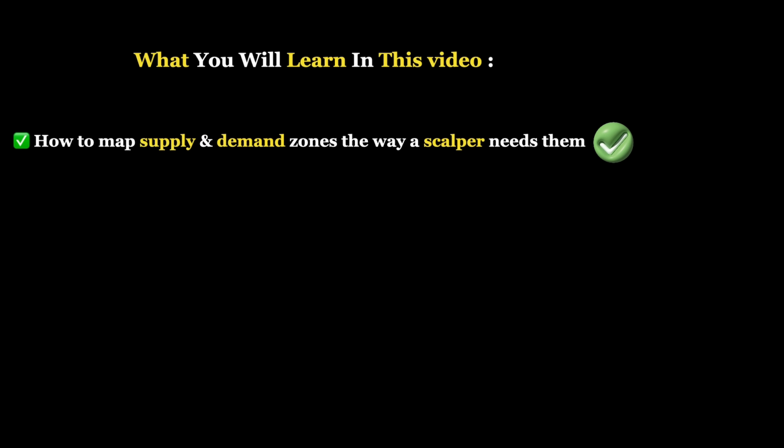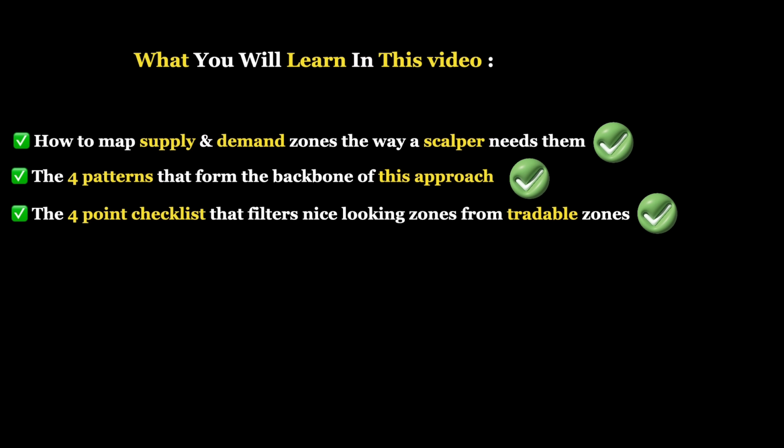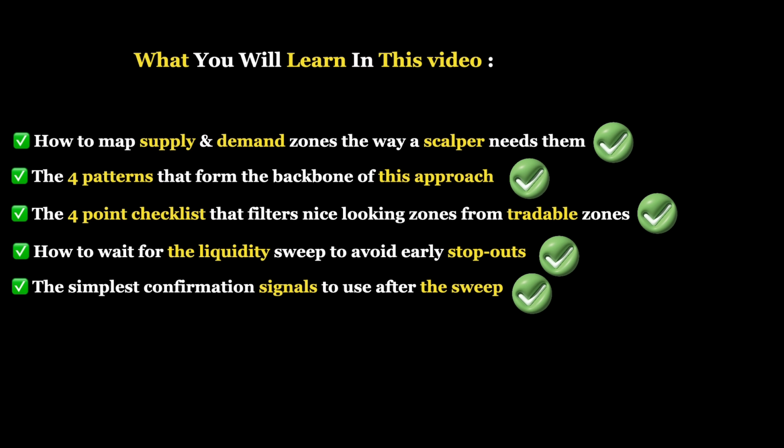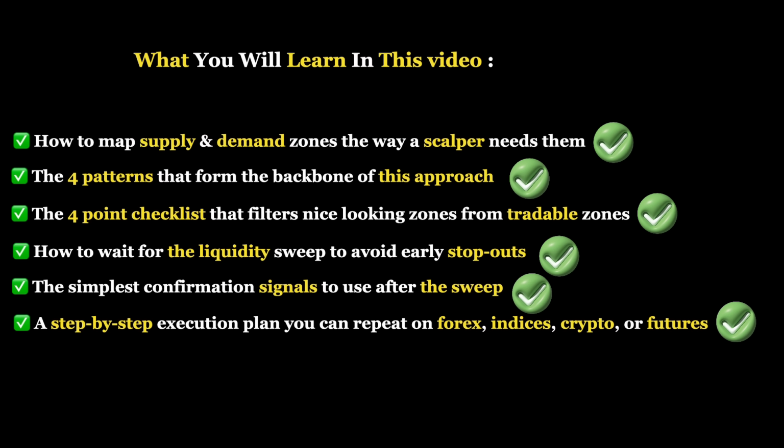With that being said, here's what you will learn in this video. How to map supply and demand zones the way a scalper needs them. The 4 patterns that form the backbone of this approach. The 4-point checklist that filters nice-looking zones from tradable zones. How to wait for the liquidity sweep so you're not the one getting stopped out right before the move. The simplest confirmation signals to use after the sweep. A step-by-step execution plan you can repeat on Forex, indices, crypto, or futures.